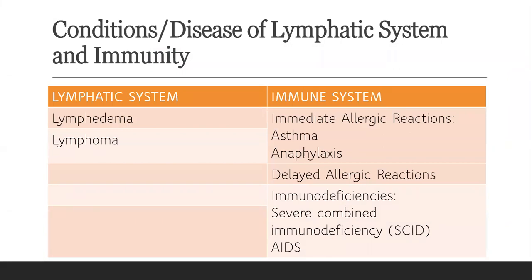So what are the conditions or diseases of the lymphatic system and immunity? We have lymphedema and lymphoma. And for our immune system, we have the immediate allergic reactions such as asthma and anaphylaxis. And for delayed allergic reactions, we have the immunodeficiencies such as SCID and AIDS.